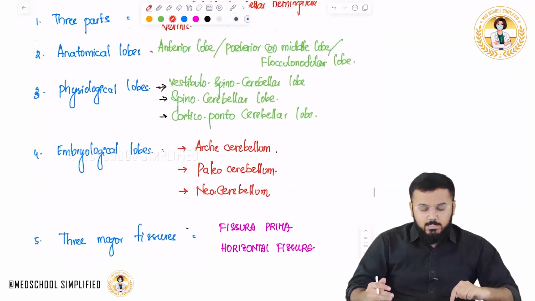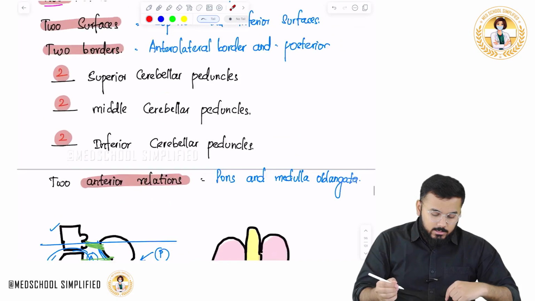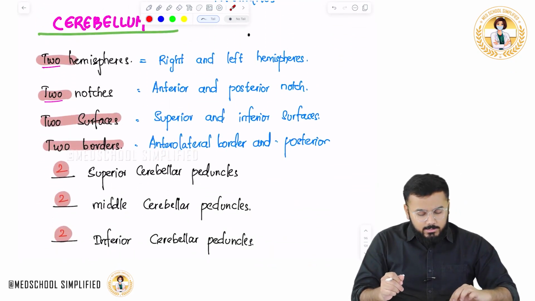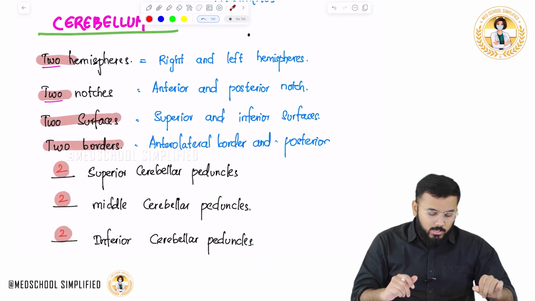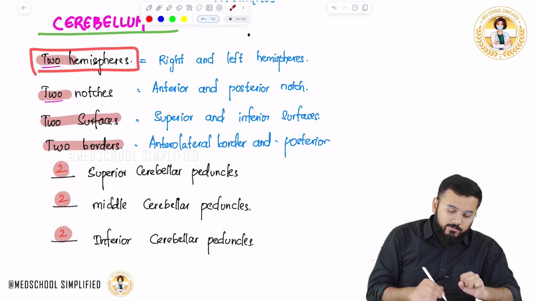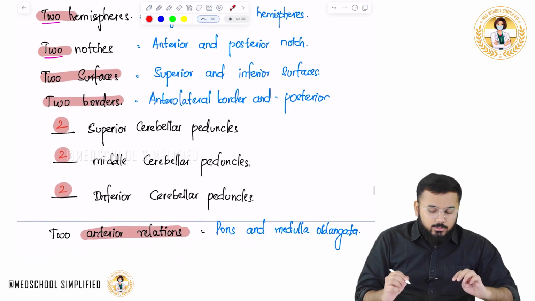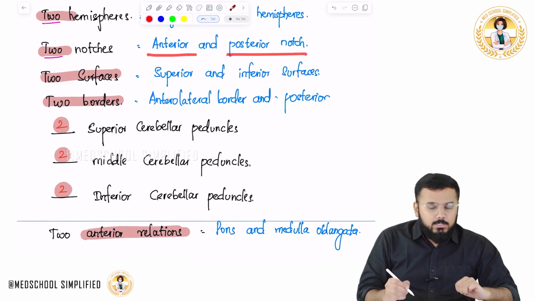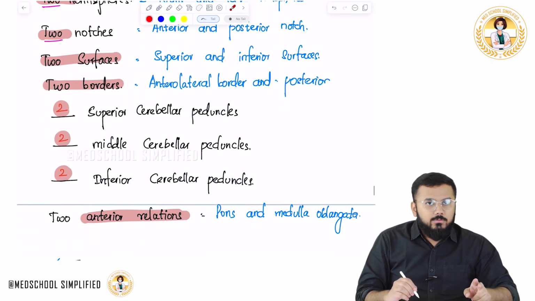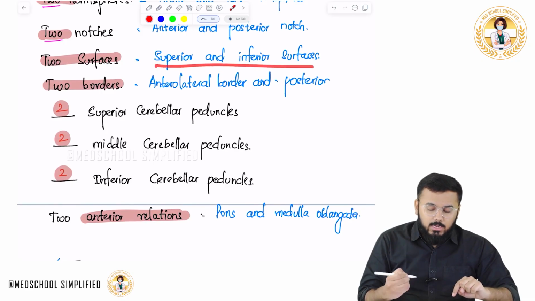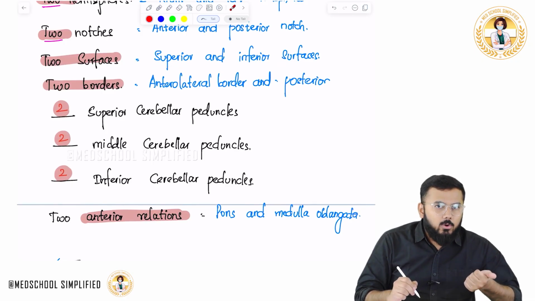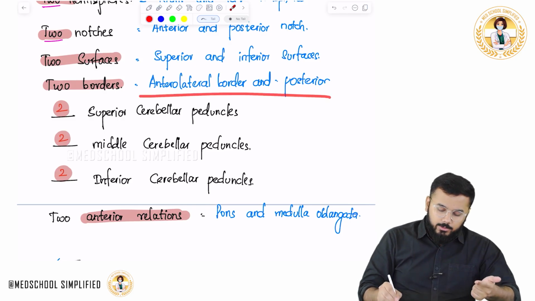So let us just revise the things which we have just discussed here, guys. The first important thing here is, this is also called a game of two. We discussed two hemispheres, right? One is the right and the other the left hemisphere. We discussed two notches, anterior as well as posterior notch. We discussed two surfaces, one superior, another inferior. Borders are one anterolateral, another the posterior border.